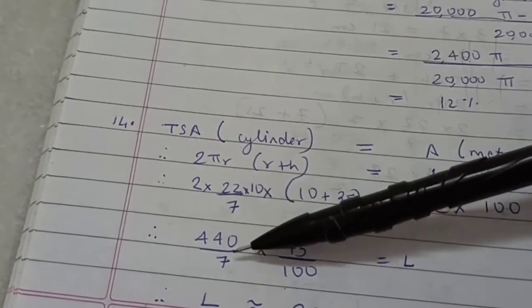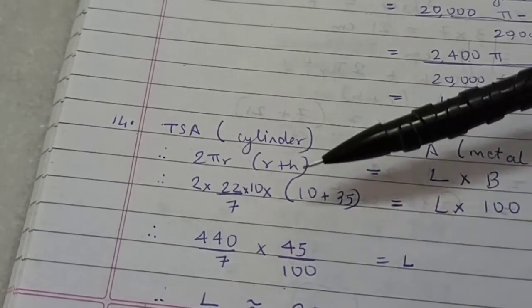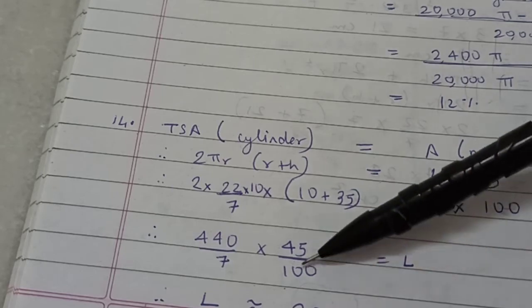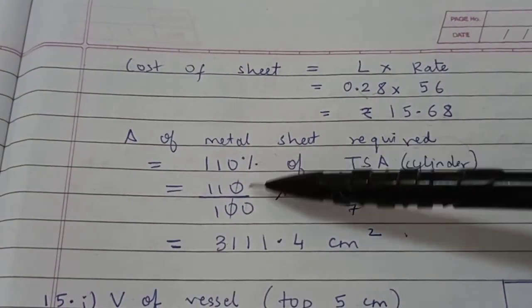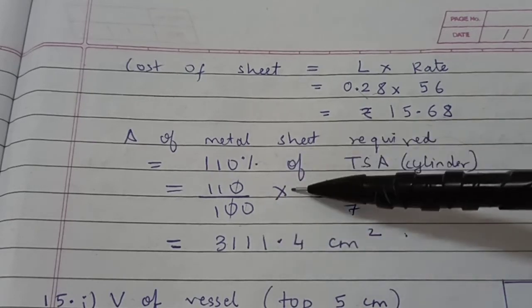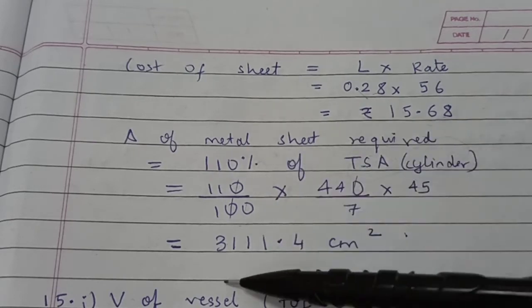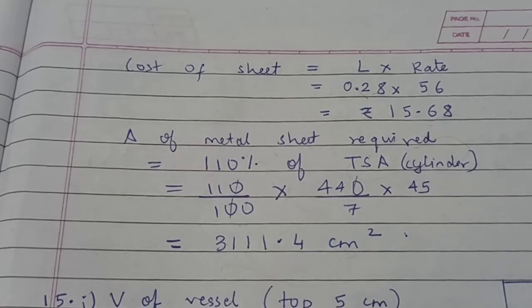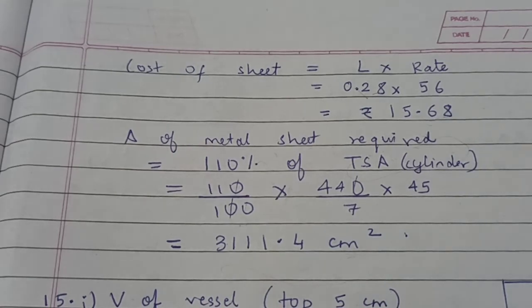It's actually 440 upon 7 into 45. This 100 came from the RHS, so ignore that. And now you solve it. Percentage means upon 100, you know that, right? Of means into. And you get the answer as this. Always try to get the answer up to 2 decimal places max. No need to solve till 3 decimal places. And a 0.1 difference is always allowed in the board exams.